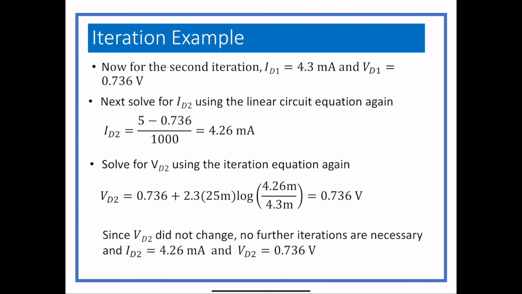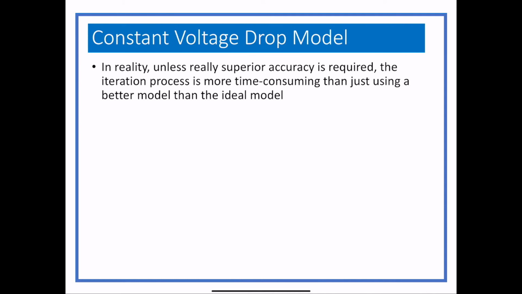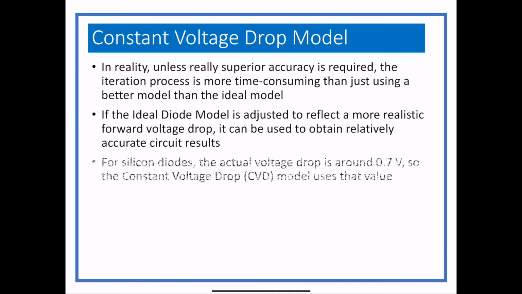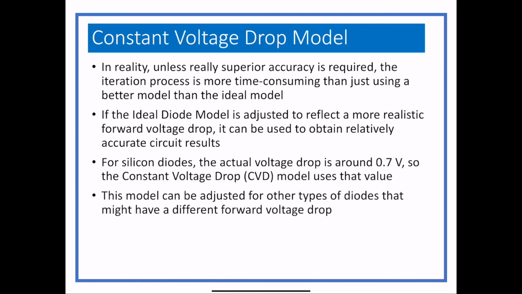So we really don't need to do this very often. In reality, unless we really, really need superior accuracy, we don't do this. We usually just use a better model than the ideal model. If we use the ideal model, but we reflect a more realistic voltage drop, then we can actually get reasonably accurate results without going through the iterative process. For silicon diodes, the actual drop is around 0.7, so the constant voltage drop model uses that value. We can adjust that model for other types of diodes that have different voltage drops if we wish.